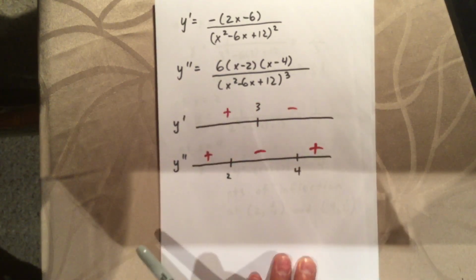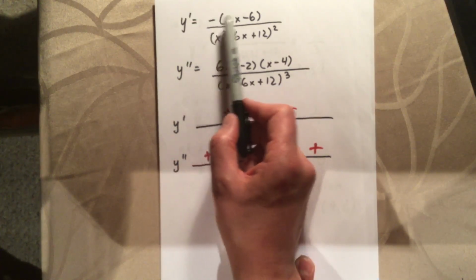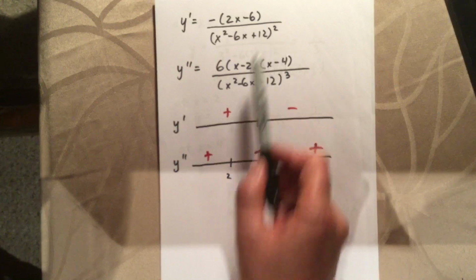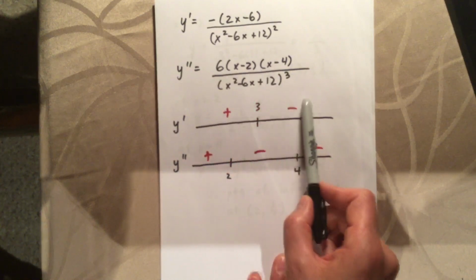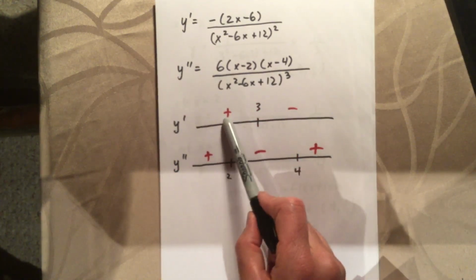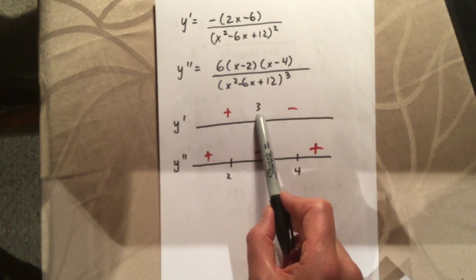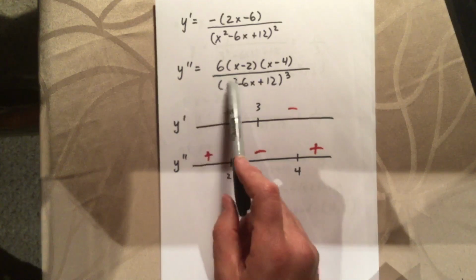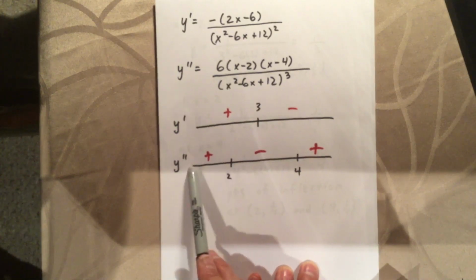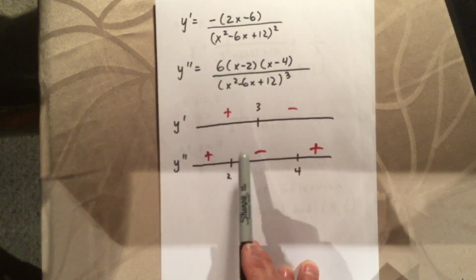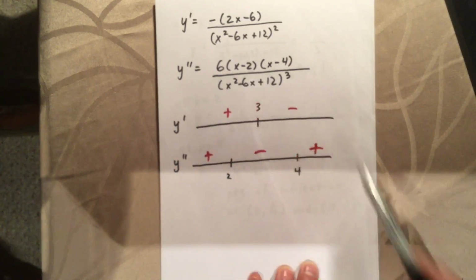So we stack our interval testing, and we see that when x is a number less than 3, we have a negative times a negative over something that's positive. That's positive. But when x is greater than 3, we have a negative times a positive over something that's positive, and that's negative. So we're increasing to x equals 3 and decreasing after. Since the function is defined at x equals 3, we're going to have a maximum point there. Our second derivative has intervals at 2 and 4. To the left of 2, this whole expression is positive. In between 2 and 4, this whole expression is negative. And to the right of 4, this whole expression is positive.